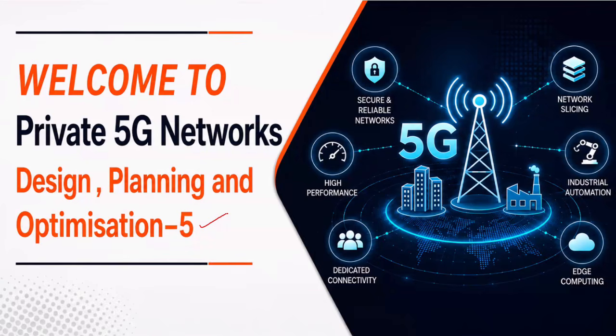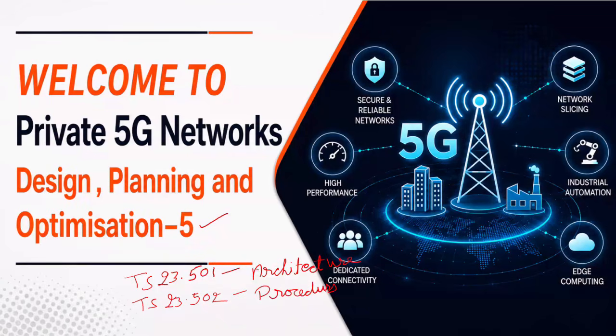You know very well that for telecom private networks, I'm following two specifications of 3GPP. One is TS 23.501, which is for private network architecture, and the second one is TS 23.502, which is for procedures. So these two specifications we are following in this session.